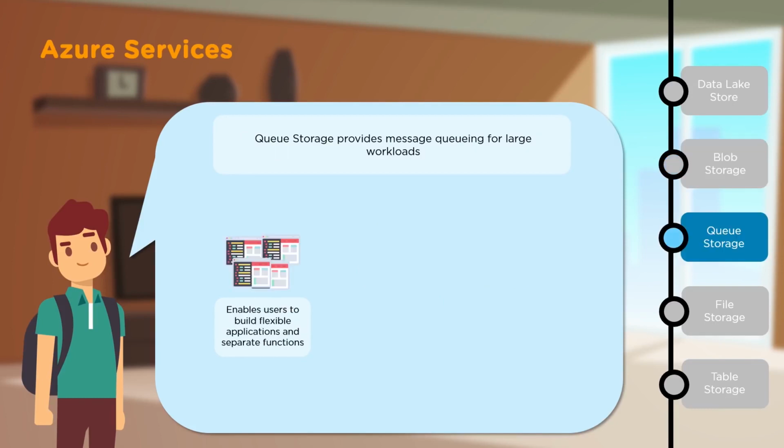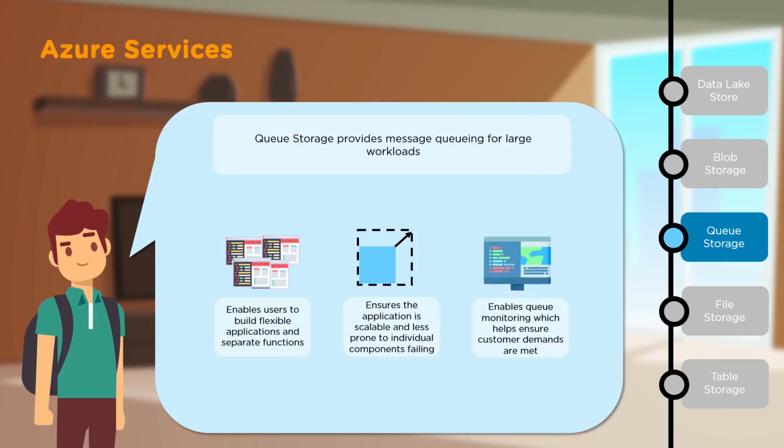Next, we have Queue Storage. Now with this, you have a message queuing system for large workloads. This allows users to build flexible applications and separate functions. Not to mention, with this, you can be sure that your individual components will not fail. It also makes sure that your application is scalable. Queue Storage provides queue monitoring, which helps ensure that the customer's demands are met.